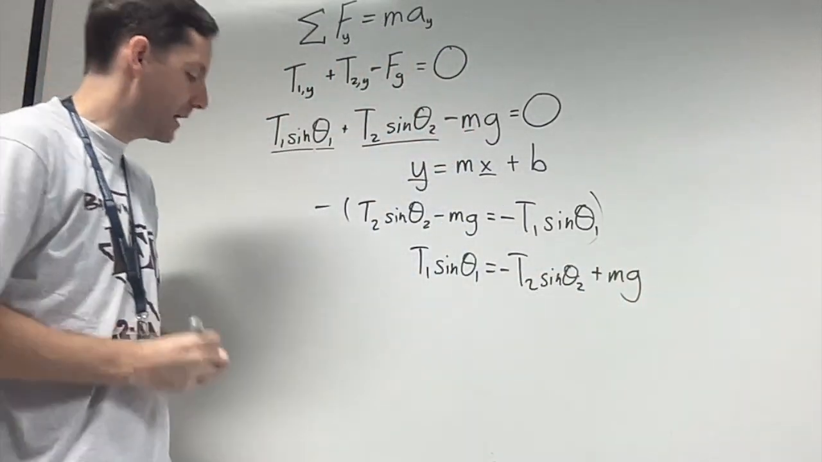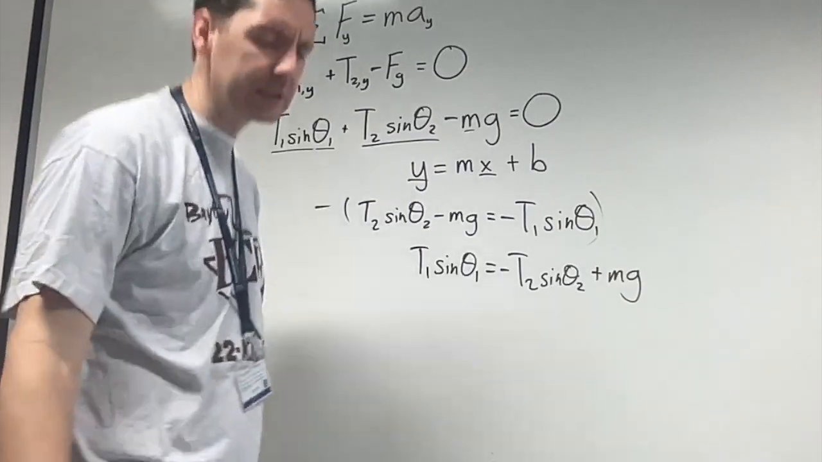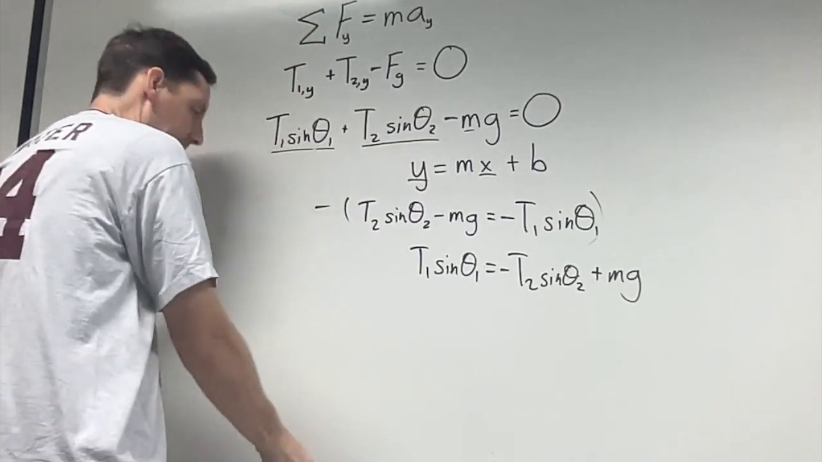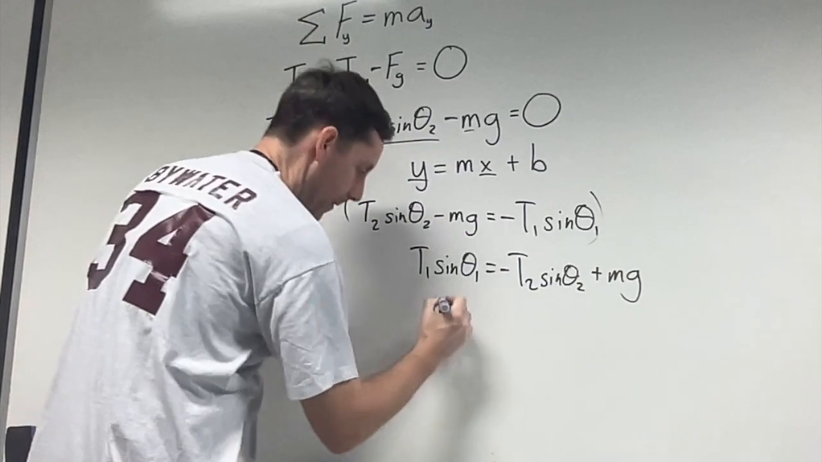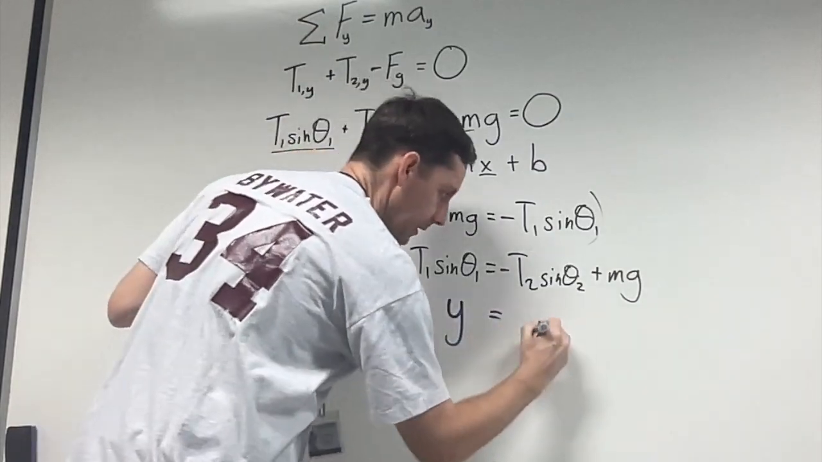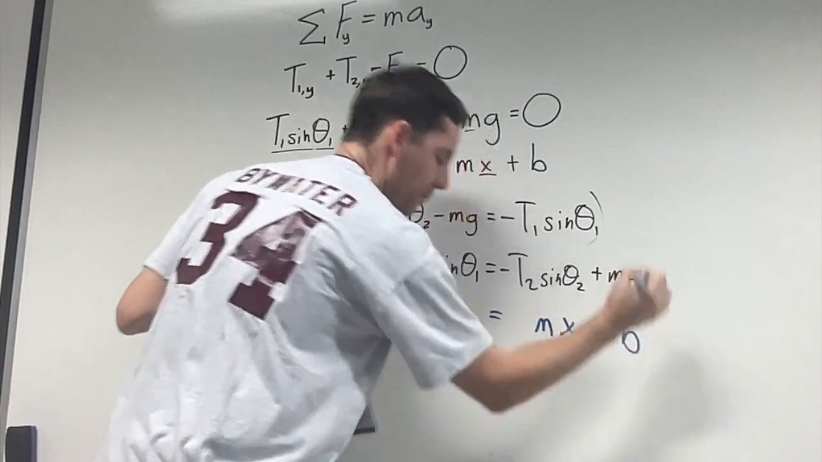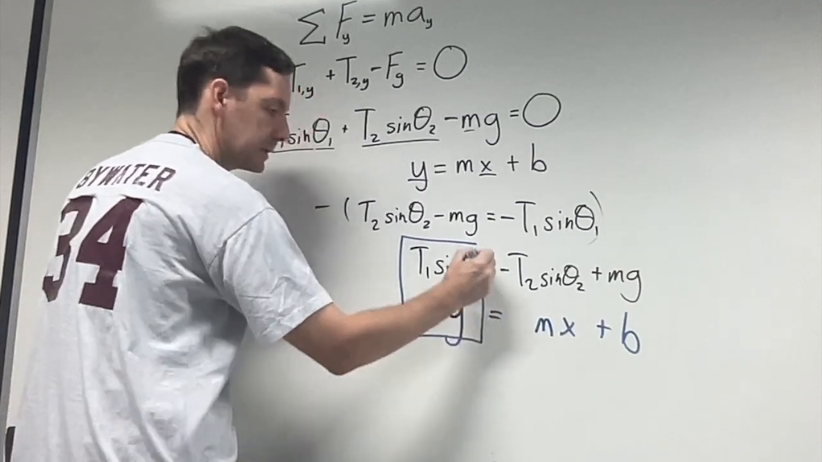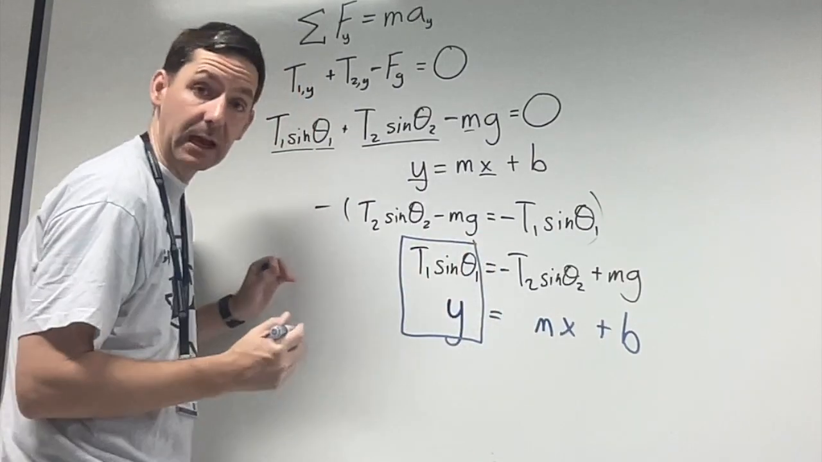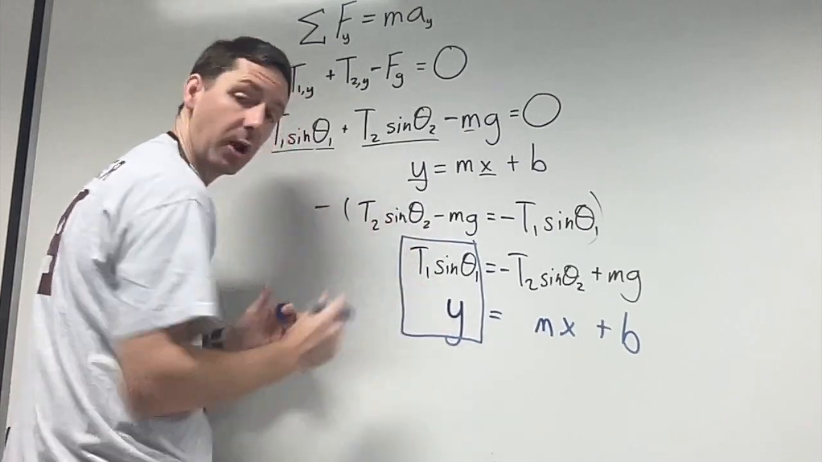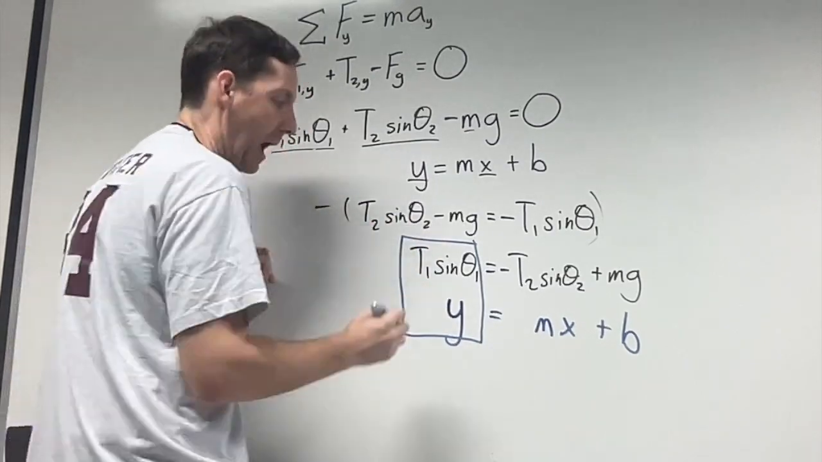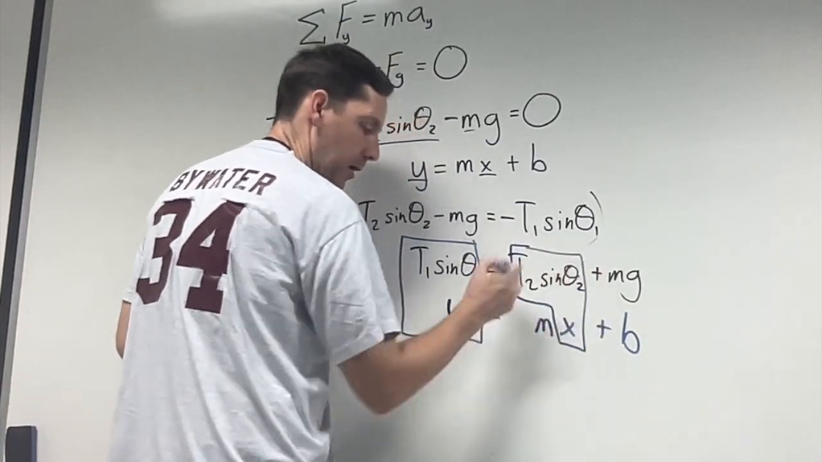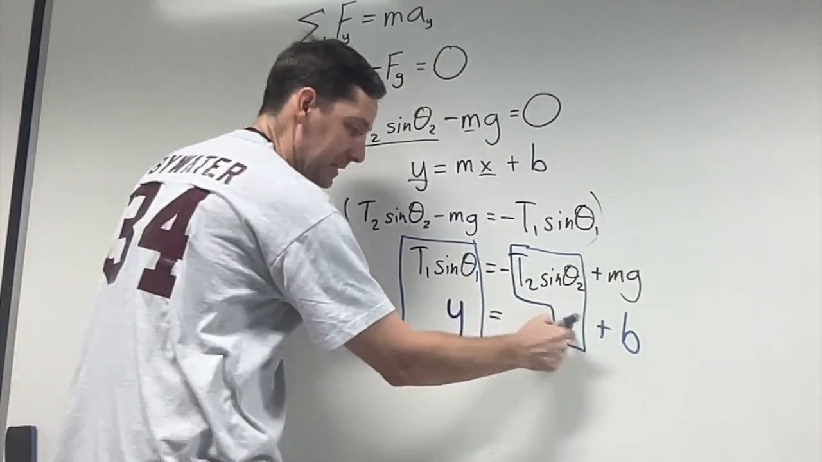All right? Now, you may say, well, that seems like a lot of work. What's the whole point of all that? Well, if we look at it and say, okay, this is y equals mx plus b. Remember, I was talking about how the thing that you measured needs to be y. So y is going to be T1 sine of theta 1. Okay, that's what I'm going to put on the y-axis of my graph. And then x is going to be this right here, the T2 sine of theta 2. That's going to be x.